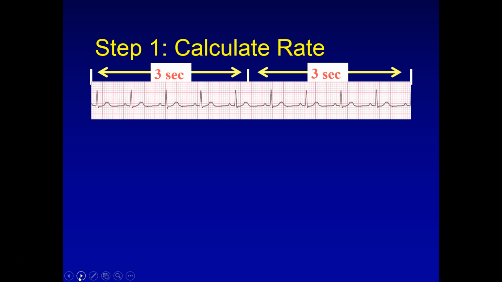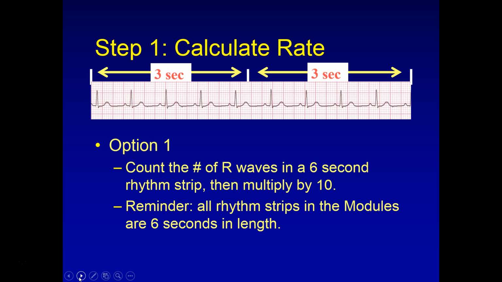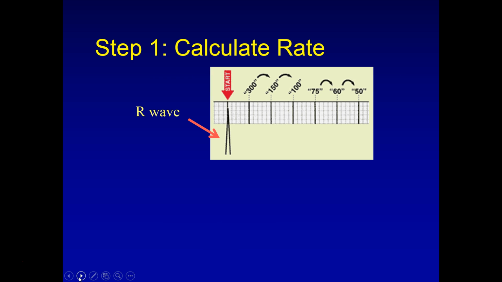Okay, here's a 6-second strip, and basically with a 6-second strip you're going to calculate the rate. This is option 1. You're simply going to count the number of R waves in a 6-second strip, and you're going to multiply them by 10. So that gives you 60 seconds, and that gives you the rate. So if you look at this, I'm sure you came up with 90 beats per minute. Okay, this is the way I like to calculate a rate. Working for years in an ICU, I found it quite useful.